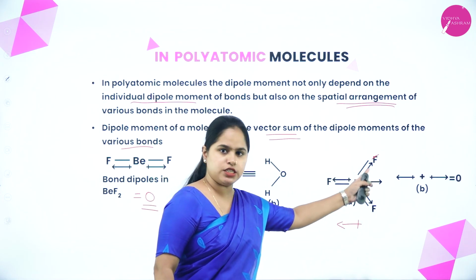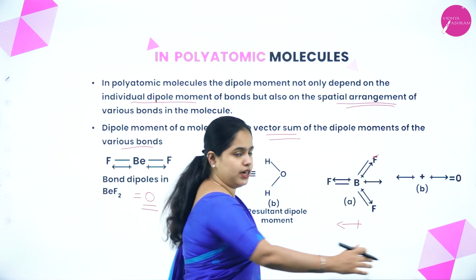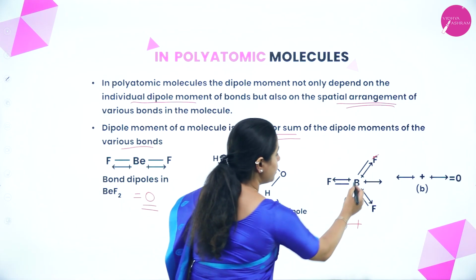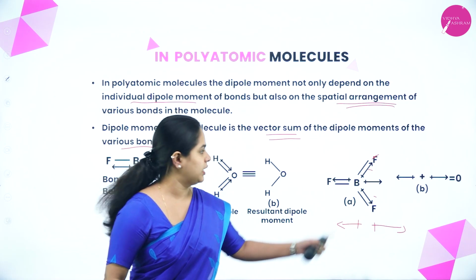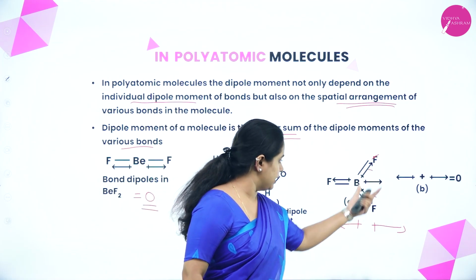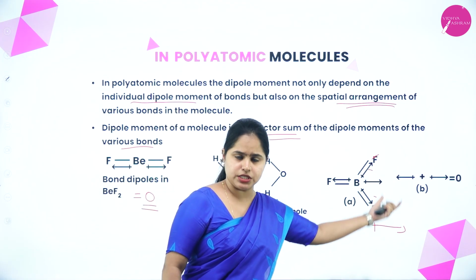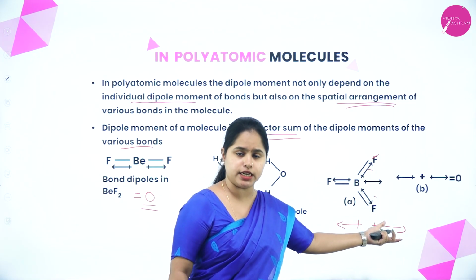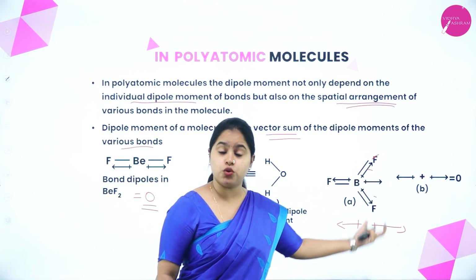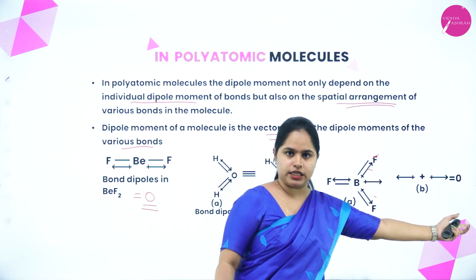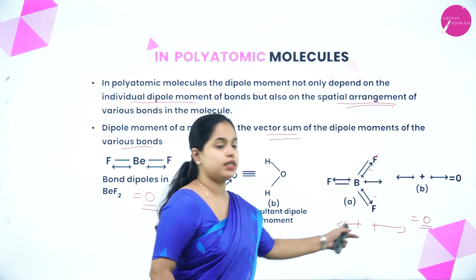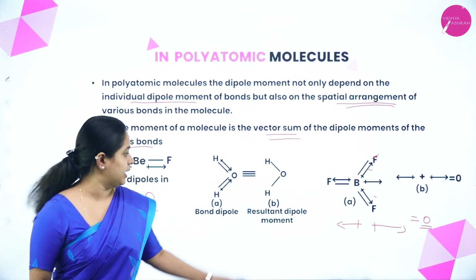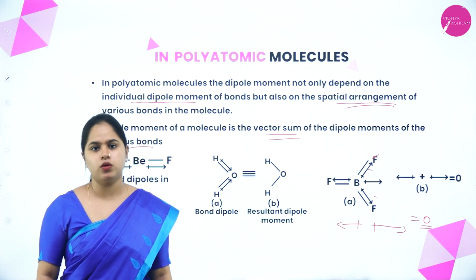Now what about these two? One in that direction and one in this direction means the resultant of these two will be also in this direction. That is what is shown here. The resultant of the dipoles of these two bonds will be in this direction, which will give a net dipole of 0. Now you can see these two cancel out each other, right? In the water case, it is not cancelling each other out.